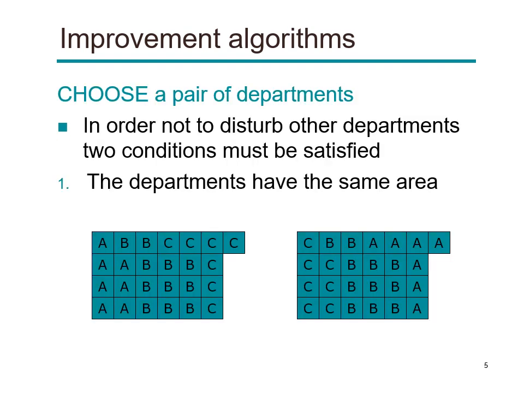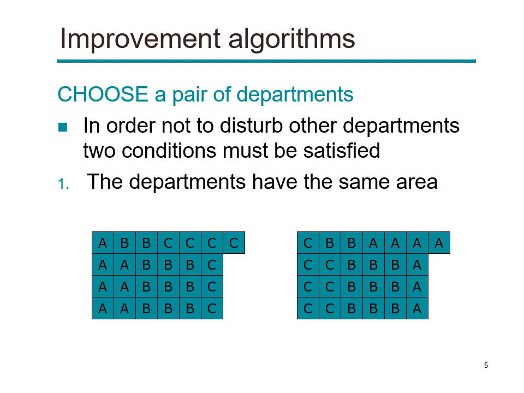So now we will talk about these general steps of the improvement algorithm one by one. The first step was choosing a pair of departments. So how can we choose a pair of departments so that we can exchange their positions? This type of exchange may disturb the layout and the shapes. That's why two conditions must be satisfied while selecting this pair of departments.